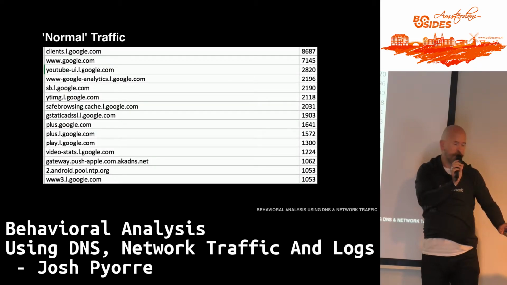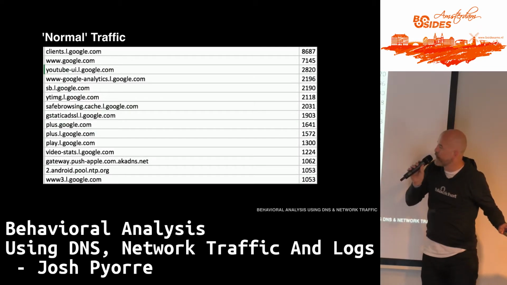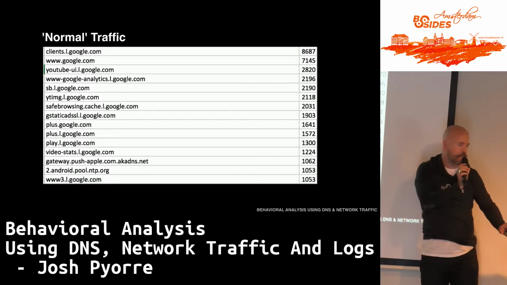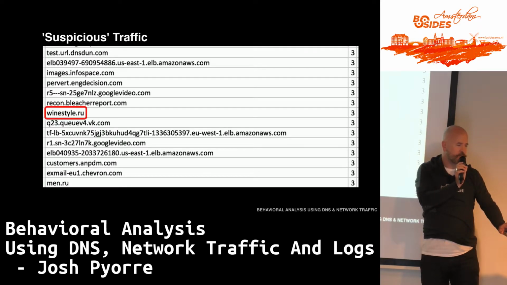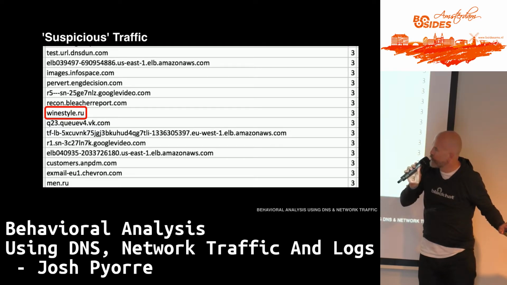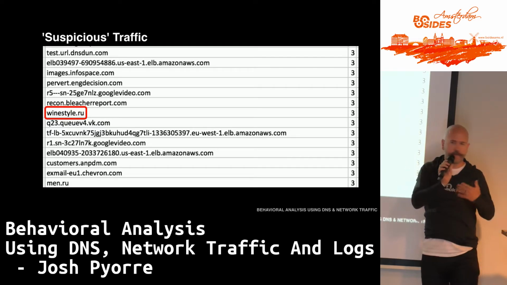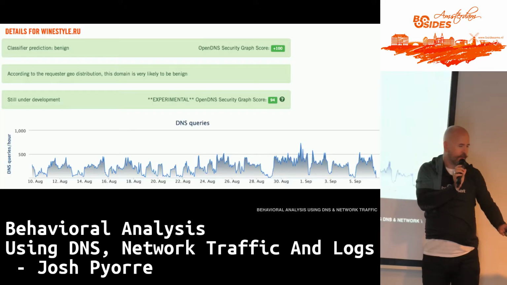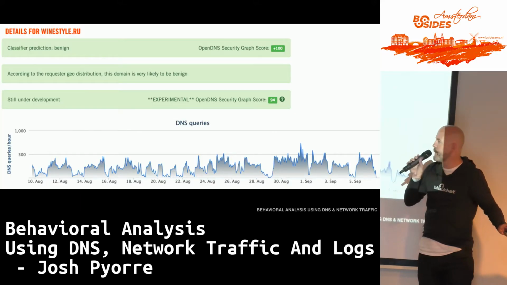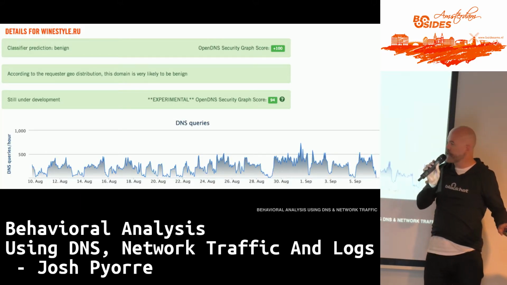If you look at the normal traffic, you do get an idea of normal traffic. You see a lot of Google DNS, you know, and network time protocol stuff. In the suspicious, you see things that are more suspicious, like this winestyle.ru, a Russian site, and anything Russian, I'm suspicious right away. So I go look at that domain's traffic. To me, it doesn't look like anything crazy is going on, just based on eyeballing it.